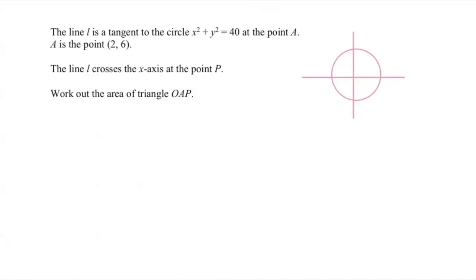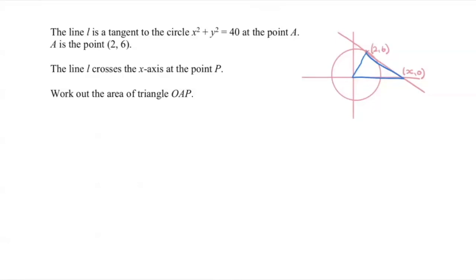A is the point 2, 6. So I can roughly decide where my coordinate 2, 6 is, and I can mark that on. And then I can see the line that is tangent, and I can pop that in as well. I want to stretch it through so it crosses the x-axis. If my x-axis wasn't long enough, I can extend it, and then I can pop that point on. P has an x coordinate that I don't know, but I do know the y coordinate. It's 0. I'm being asked to work out the area of the triangle OAP. So I might as well mark that on.